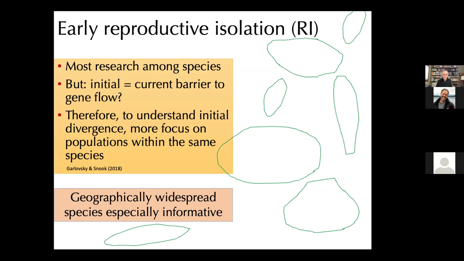So how does early reproductive isolation occur? Most research so far has been done among species, but the current isolating mechanisms don't necessarily have to be the ones that started it. They don't have to be the ones that were earlier. So to understand how these things get started, it would be good to look at organisms that are starting this process. And for this, I think, geographically widespread species are especially informative because they give us an opportunity to look at separated populations. So today I'm going to tell you about cardinal flower.